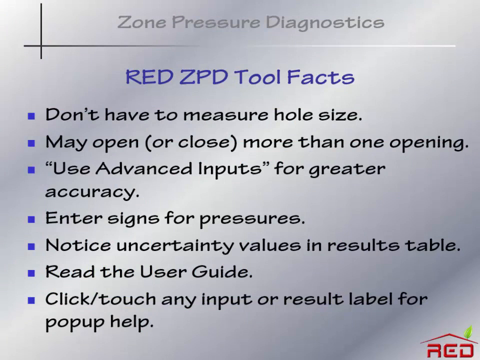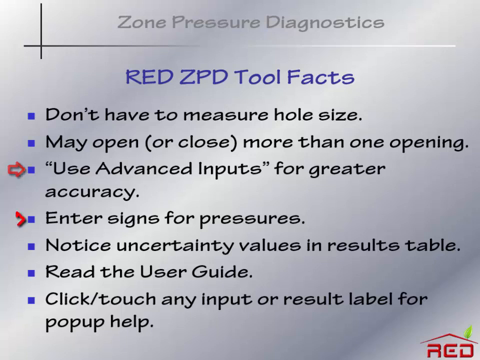Some final items about the Red ZPD tool. You don't have to measure the hole size. This is a big step forward in ZPD calculation aids. You can get rid of your tape measure, and that will save you a great deal of time. You may open or close more than one opening for testing. If you find that your pressure shift is not great enough when you open a hole, and if there's another hole to open, just go ahead and do it. Again, you don't have to measure anything. As we just went over, you can go ahead and use advanced inputs for greater accuracy.